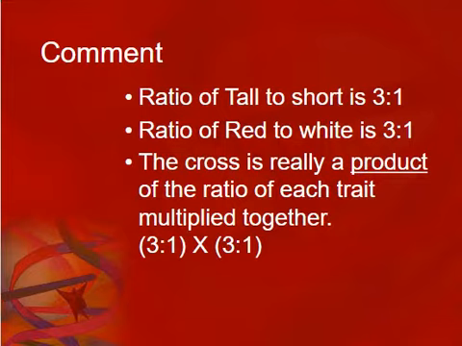The cross is really a product of the two multiplied together. So remember that when I start talking about some of those monstrosities, right? We can do 20 traits if they're all 3-to-1. 3-to-1 times 3-to-1 times 3-to-1 times 3-to-1. And eventually we'll get our 9-to-3-to-3-to-1.